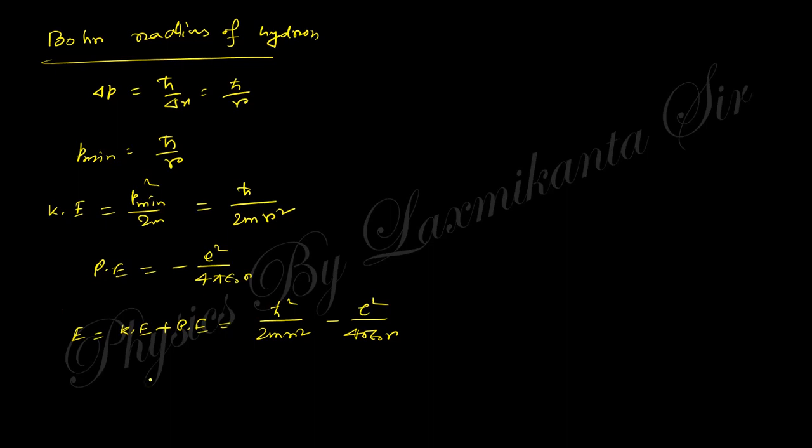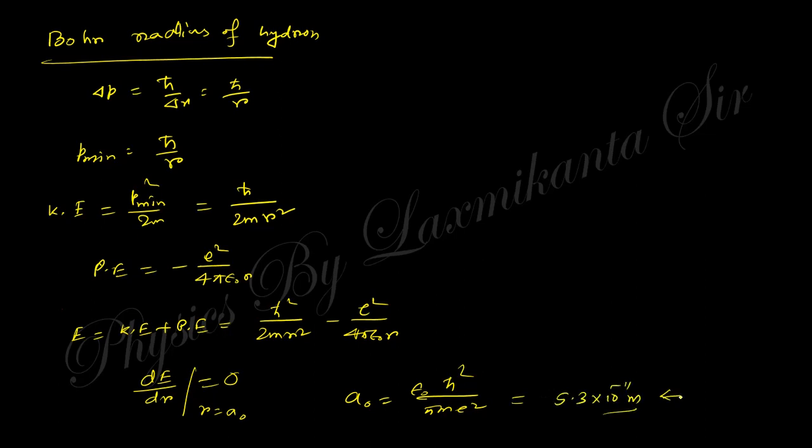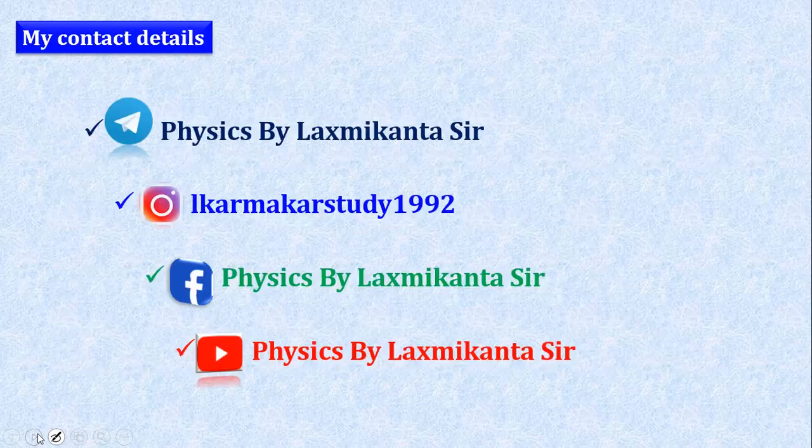If you differentiate this energy with respect to r, at the Bohr radius this must be 0, and from there you get the relation for the radius. If you put in the values, you finally get 5.3 into 10 to the power minus 11 meter. This is nothing but the Bohr radius we obtained previously. So this is also explained by the uncertainty principle. So that's it for today. Thank you.